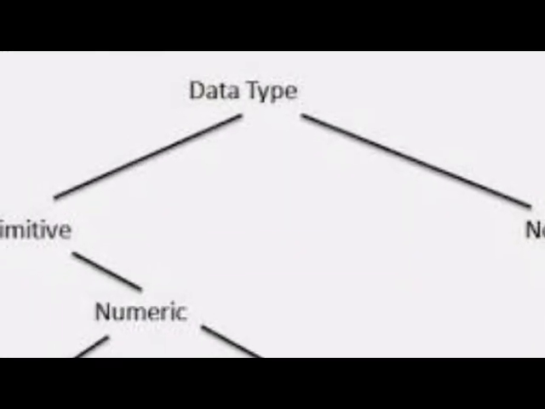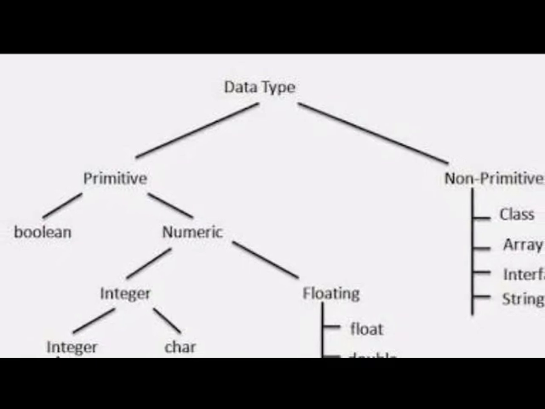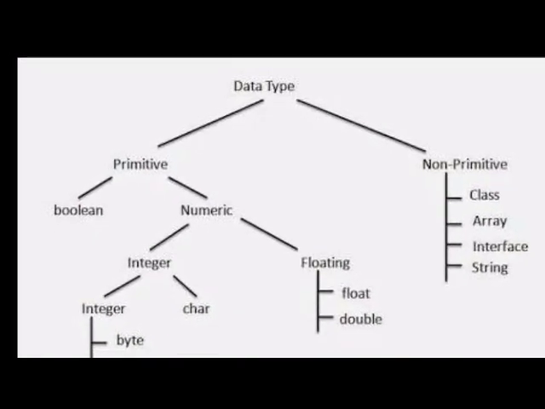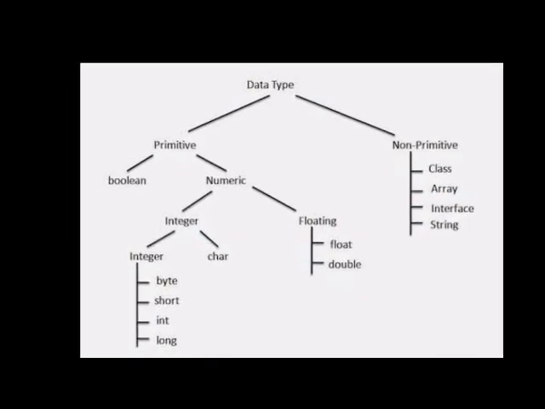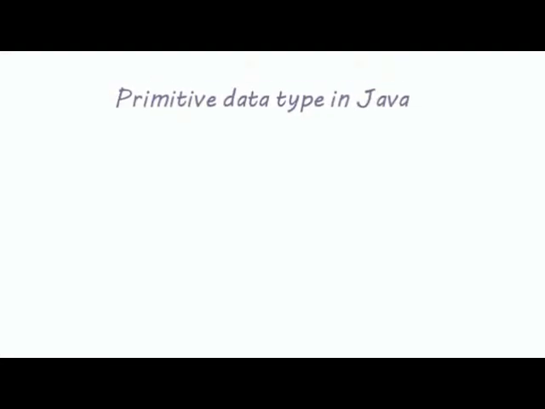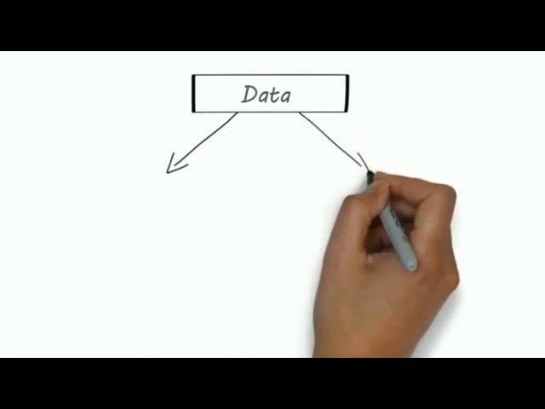I think you are already familiar with these topics in C and C++, where data types are subdivided into primitive and non-primitive data types. It will be explained further. Data types are mostly used in programming. We must take numbers or characters.